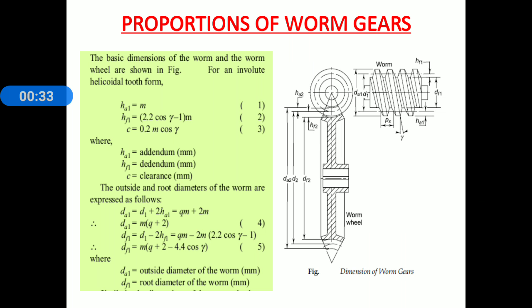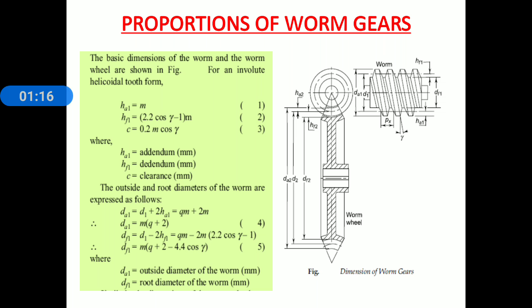Proportions of worm gears. First of all, everyone carefully observe the figure which is shown on the screen. The screen clearly shows the worm and worm wheel. The basic dimensions of worm and worm wheel are shown in the figure. First of all, everyone observe the dimensions of the worm. And remember one thing, suffix 1 is used for worm and suffix 2 is used for worm wheel.